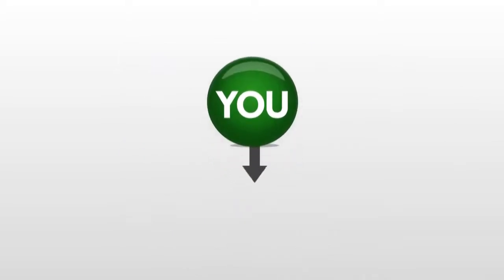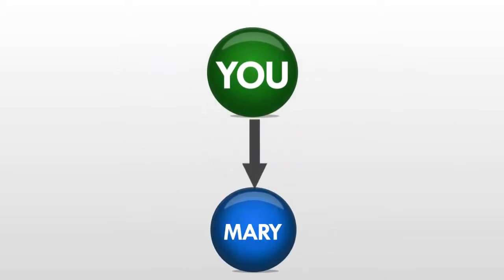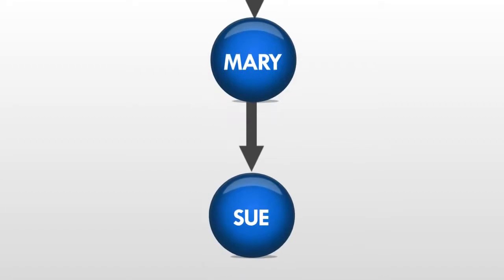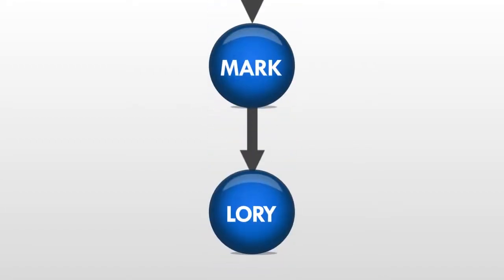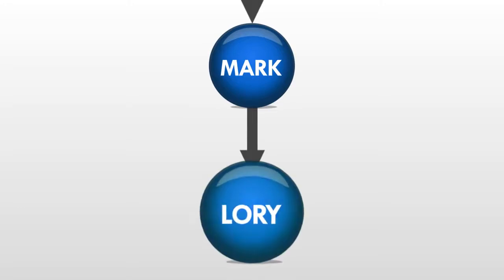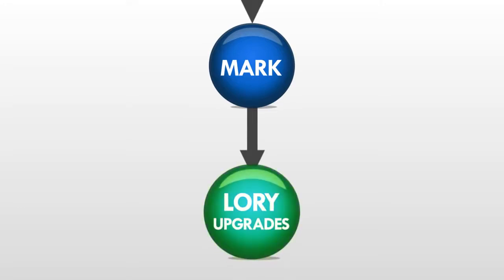Suppose you give a free lead system to Mary. Mary gives a free system to Sue. Sue gives a free system to Mark. And Mark gives a free system to Lori. Lori then decides to upgrade. Who do you suppose gets credit when Lori, whether she's 5 levels deep or 50, decides to upgrade?